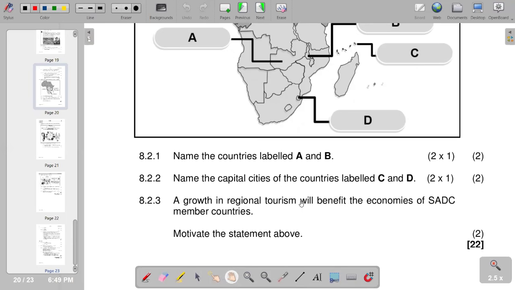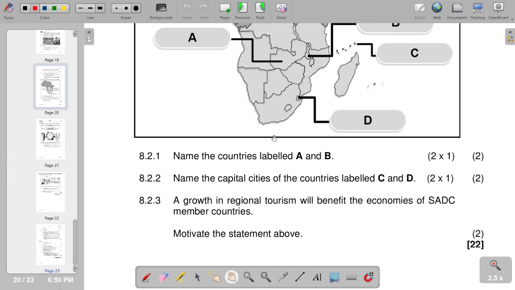8.2.3, growth in regional tourism would benefit the economies of SADC member countries, motivate the statement above. So you say that in response to that, an increase in the volume of tourists will generate an income for SADC member countries through tourist spending. So tourist spending, for example, we are talking about accommodation, attractions, shopping, and transportation. So another point, tourism is labor intensive and a large number of people will be employed. So we also have the multiplier effect that will be put in motion, which will lead to economic growth.